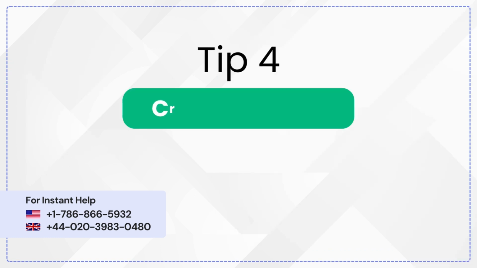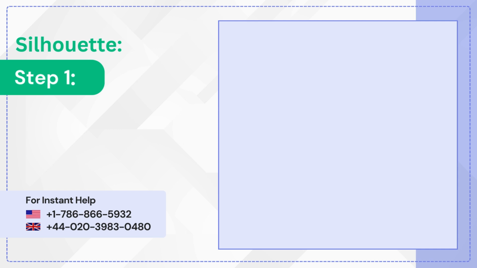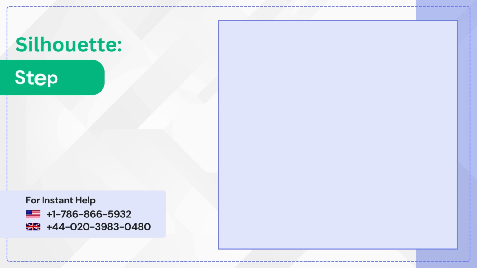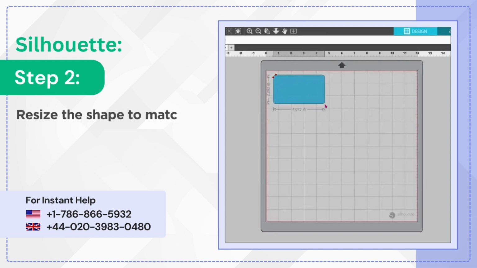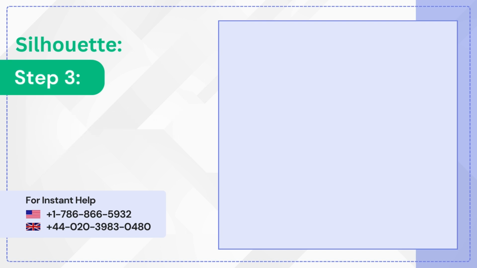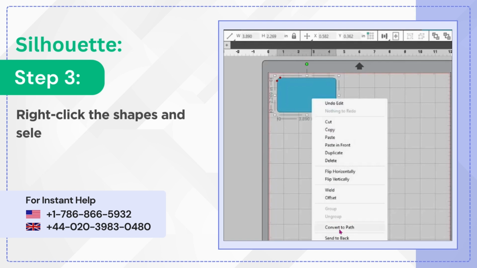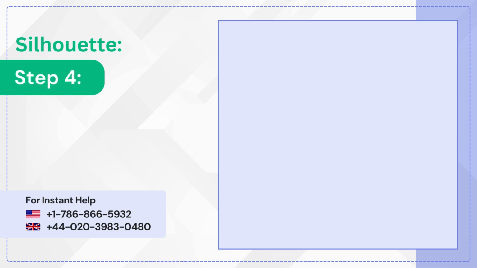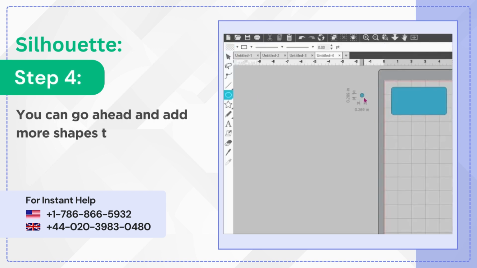Tip 4. Create template. Step 1. Go to the left panel and select a shape. Step 2. Resize the shape to match the size of the blank you'll be using. Step 3. Right-click the shapes and select Convert to Path, unlock it from the toolbar and resize as required. Step 4. You can go ahead and add more shapes to create the template.